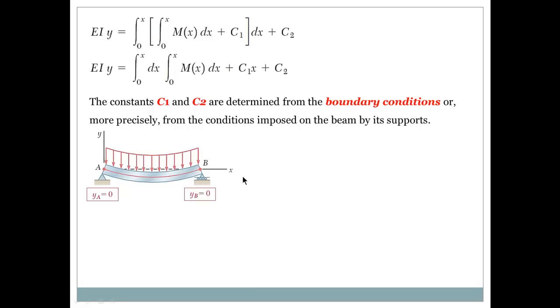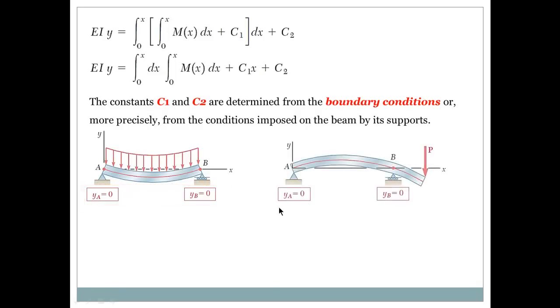If I can use these boundary conditions, I can solve for C1 and C2. Remember, the number of boundary conditions is equal to the number of unknowns. So if you have two constants of integration, you need two boundary conditions. Let's take a look at another boundary condition.